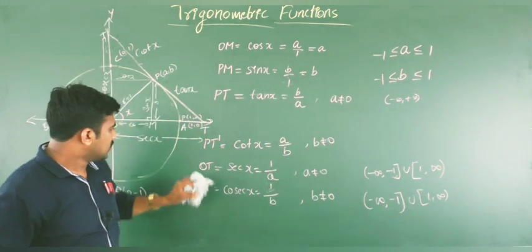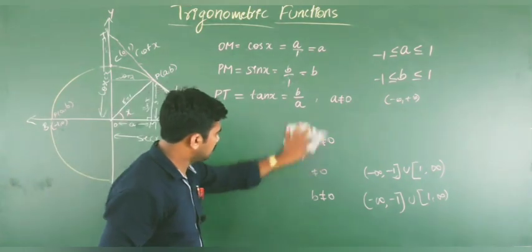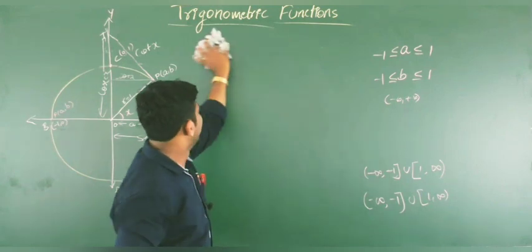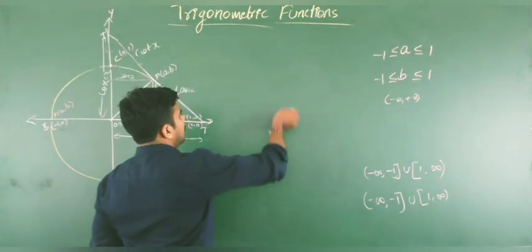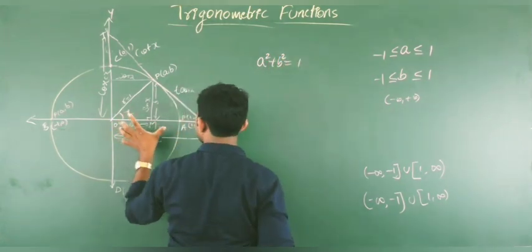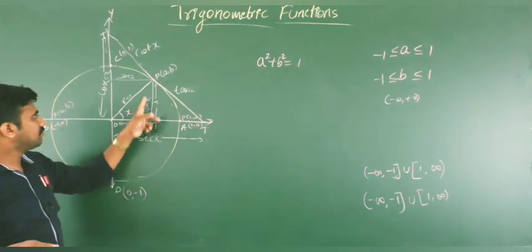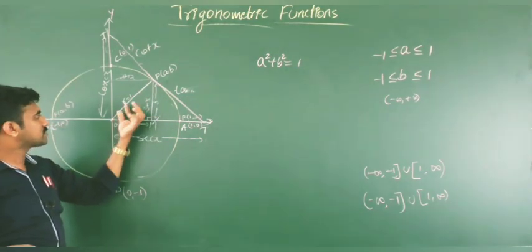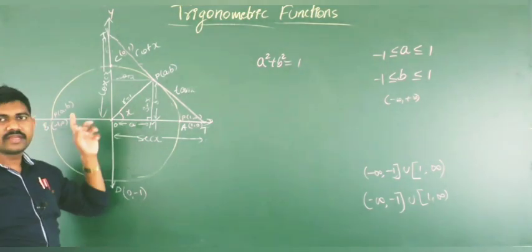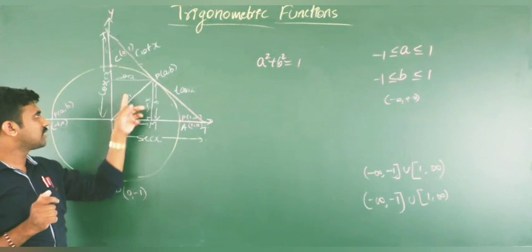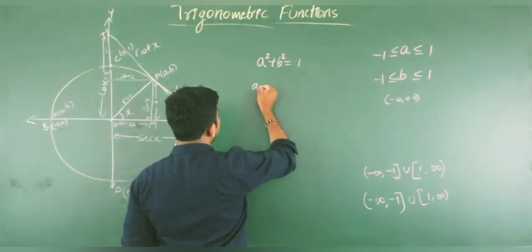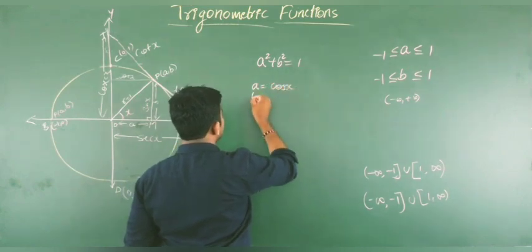So remember here, we know a square plus b square is equal to 1, because here a is the length O to m, b is nothing but p to m. A square plus b square means the radius we will get, clearly it is equal to 1. Okay, square root of a square plus b square means radius, and its value is 1. So here a is nothing but cos x and b is nothing but sin x.